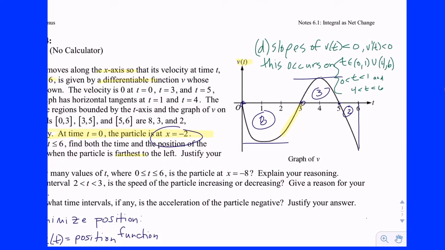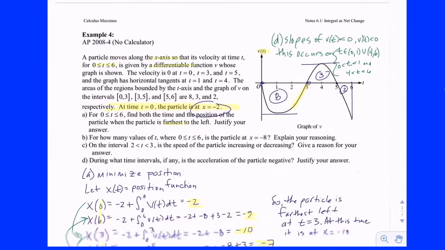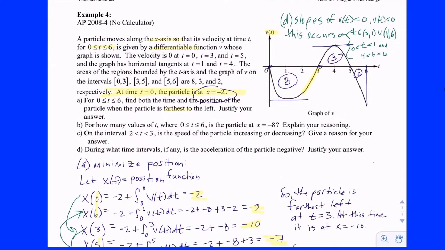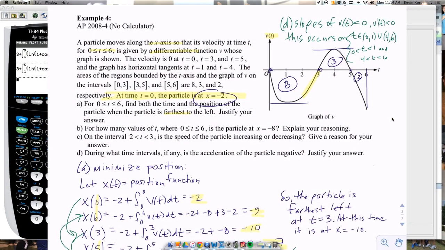So that wasn't a bad question to answer. We've already thought about that. But I do want to mention again that for part B, having that X of 5 computed was really, really nice. Okay, let's look at the scoring guidelines there. 2008 question number 4. How do you think you would have done? Well, let's look at the scoring guidelines so you can see, first of all, where the points came from.